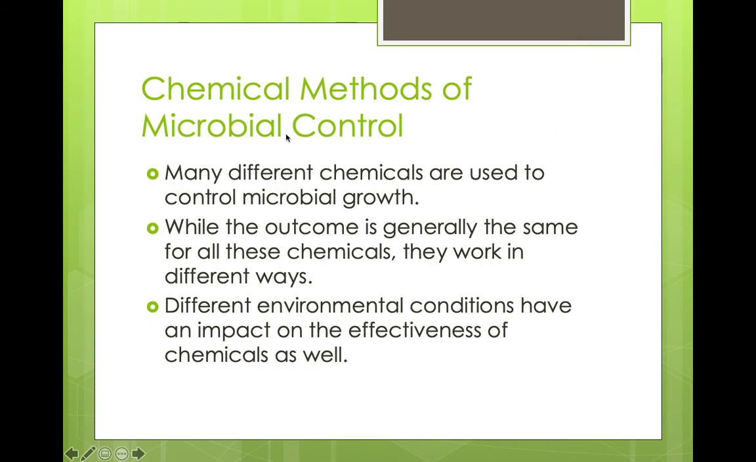Okay, on to our chemical controls. So the previous methods were physical and mechanical. You can't become immune to a physical means. You can't become immune to heat. You can't become immune to pressure. You can't become immune to getting squished. Sorry, it's just not going to happen. You can, however, sometimes become immune to chemical controls, different types of chemical controls.